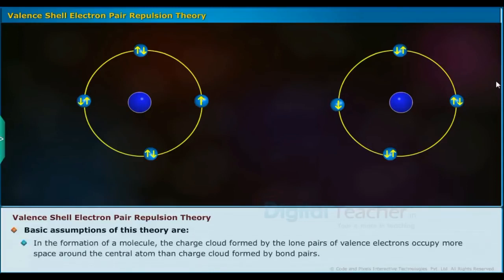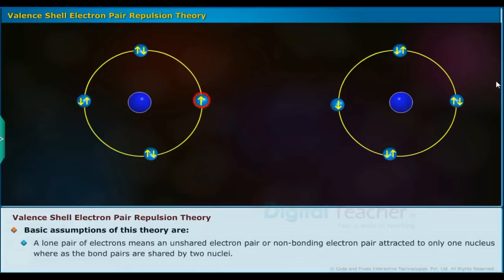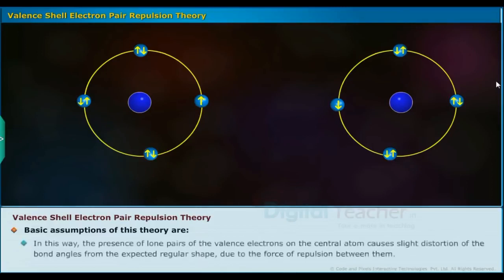In the formation of a molecule, the charged cloud formed by the lone pairs of valence electrons occupies more space around the central atom than the charged cloud formed by bond pairs. A lone pair of electrons means an unshared or non-bonding electron pair attracted to only one nucleus, whereas bond pairs are shared by two nuclei. In this way, the presence of lone pairs on the central atom causes slight distortion of the bond angles from the expected regular shape due to the force of repulsion between them.